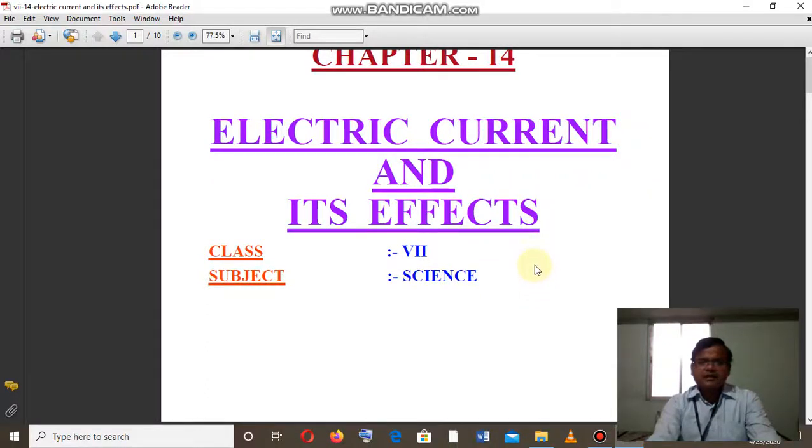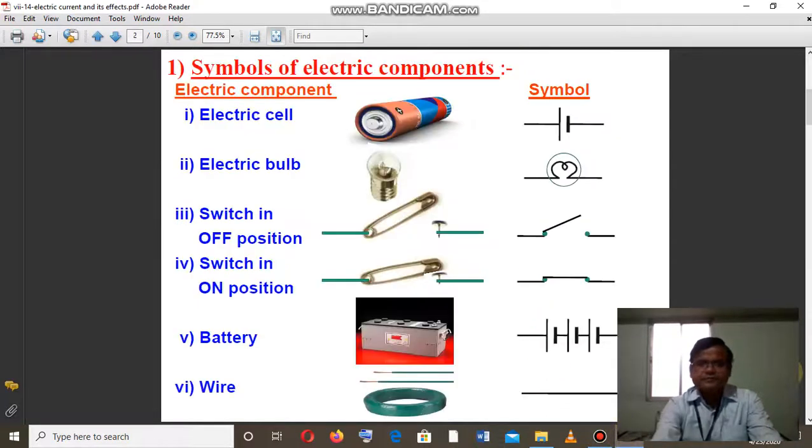Dear students, let us learn about chapter 14, electric current and its effect, 7 science. The symbols of electric components.